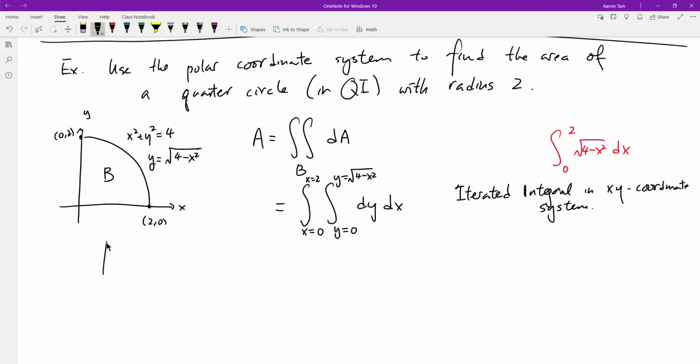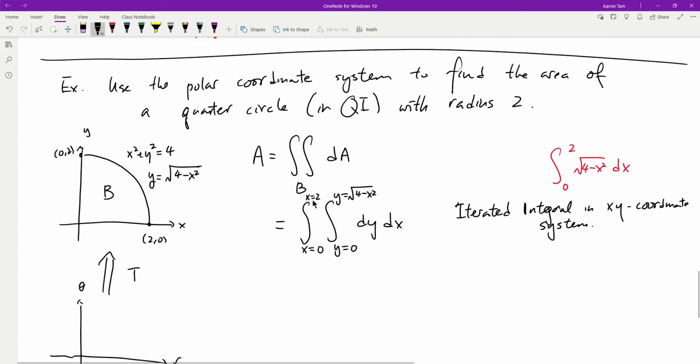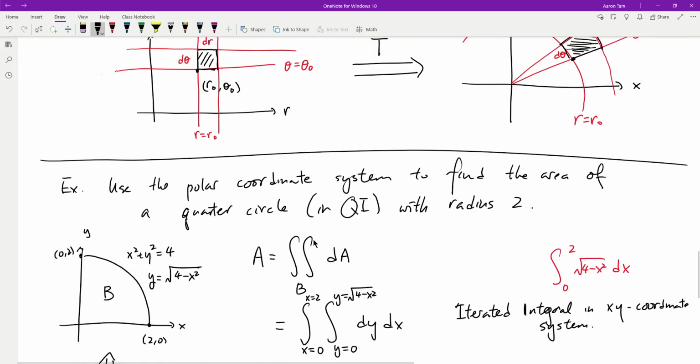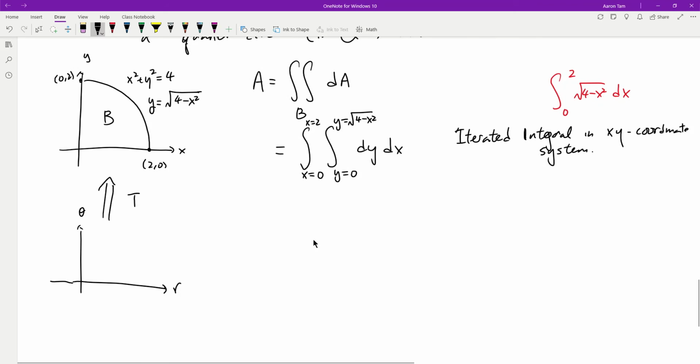The first thing I need to do is find the corresponding regions in the r theta plane. That will give us this quarter circle. Because in order for me to properly rewrite it, I do need to define a region corresponding to the xy coordinate regions, but in r theta.